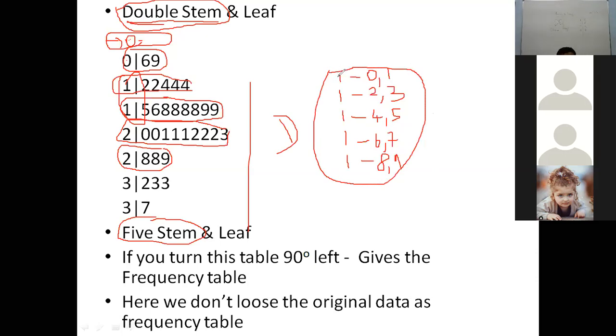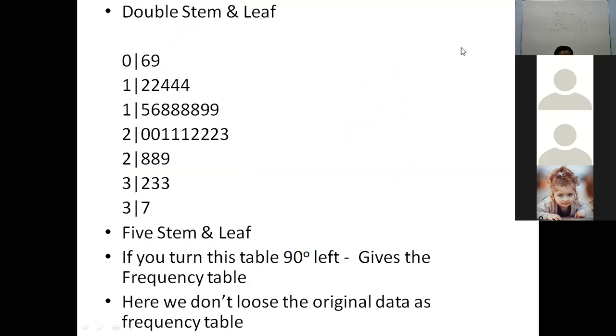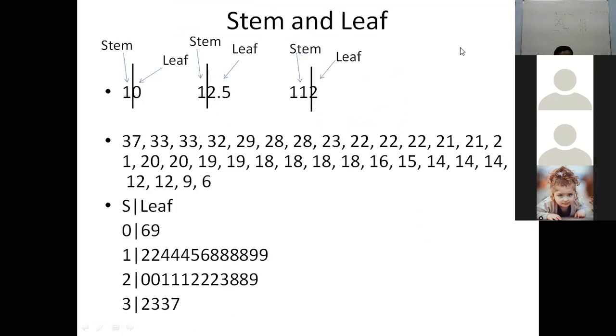So if you have such huge data, as I pointed out earlier, 75,000 students whose marks have to be entered, we'll have to see how it has been spread. In that case, rather than going for single or double, 5 stem and leaf would be better. Right? Okay. Now, tell me, we are talking about stem and leaf, right?